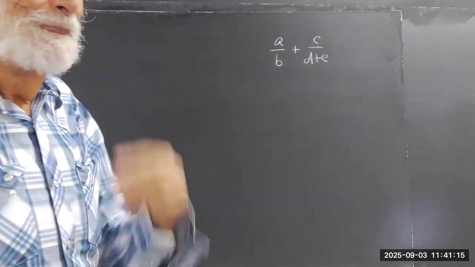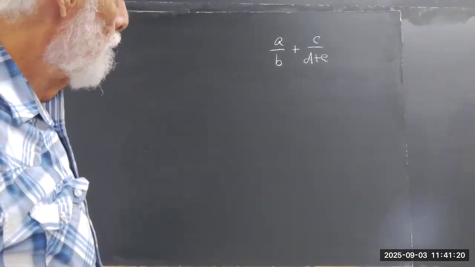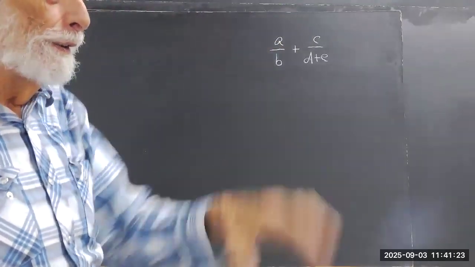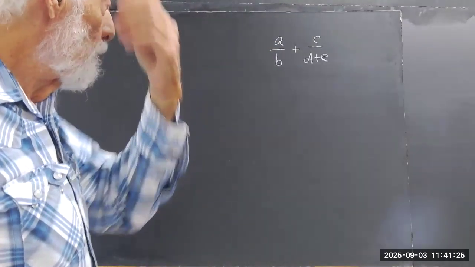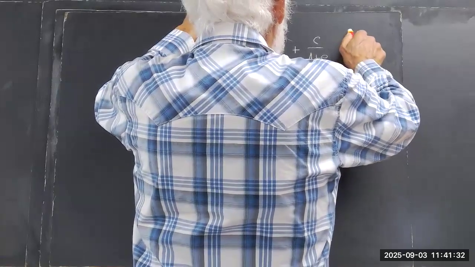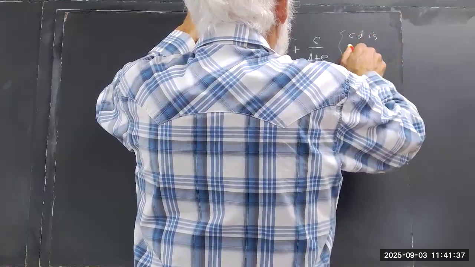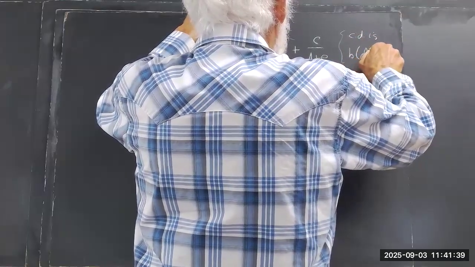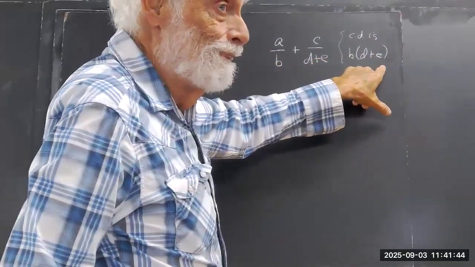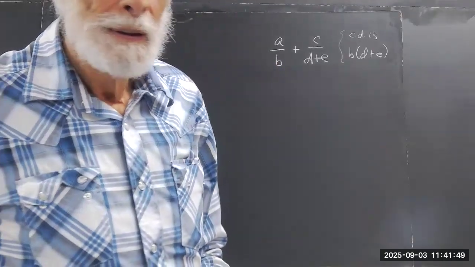No numbers. Can you do it? Well, what do you think the common denominator is? Don't say, just give it a little thought. What's the common denominator? Okay, so I'm going to say your common denominator is b times d plus e. If you multiply your denominators, you always get a common denominator.